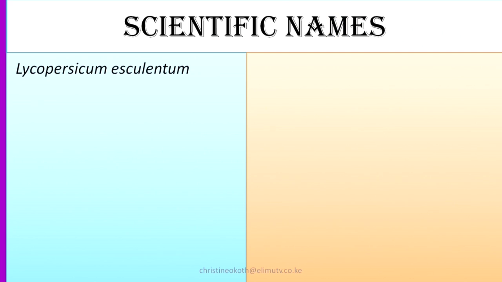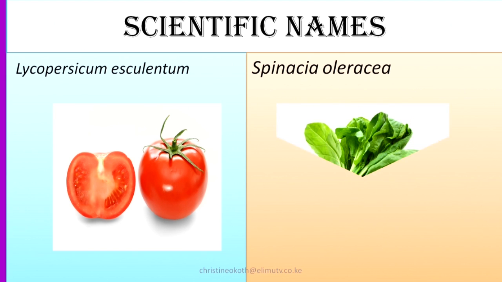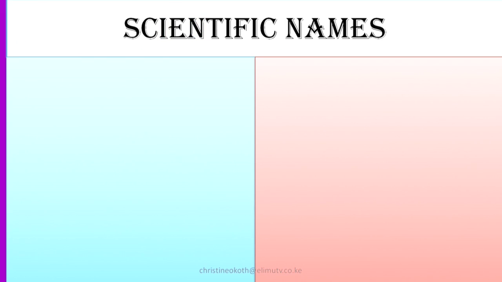Still looking at further examples of scientific names, we have our tomato. It's called Lycopersicon esculentum. Then we have the spinach, called Spinacia oleracea. When you are talking about scientific names, you may not be able to pronounce them exactly as they're supposed to be. So don't worry, just know how they are written.